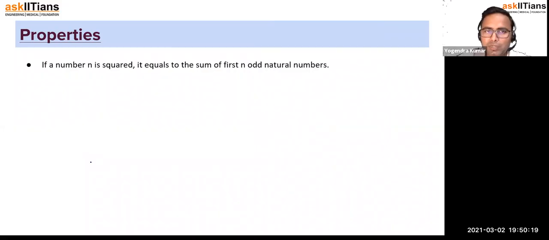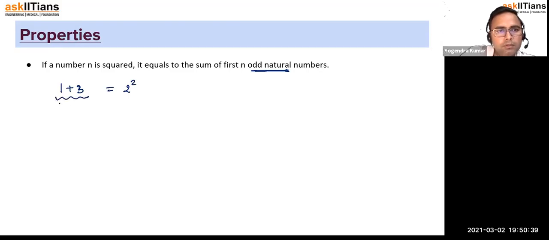If a number is squared, it equals the sum of the first n odd natural numbers. Okay, what is this now? Let's see. So 1 plus... okay, odd natural numbers, right? Can I add two odd natural numbers? Okay, so what did we get? 2 square. Two natural numbers are added, right? So what are we getting? 4, right? Can you see this?